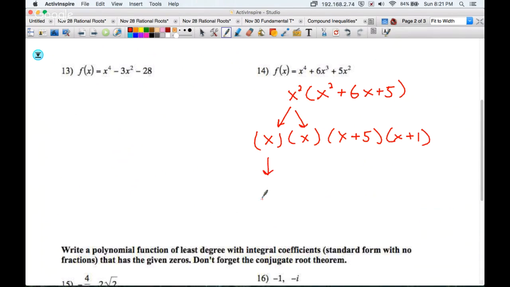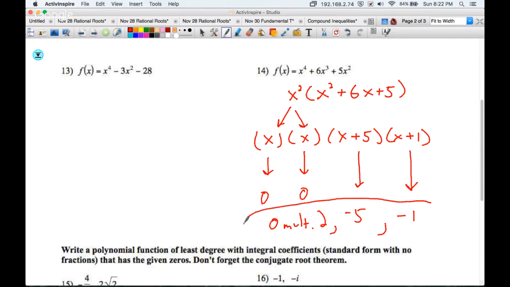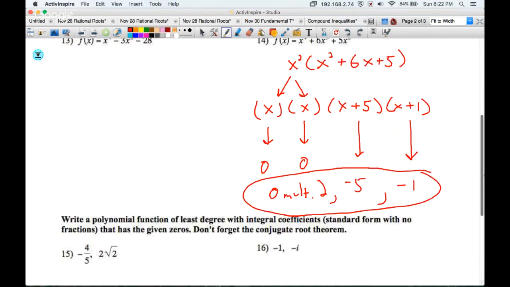And now this gives me a 0 at 0. This gives me another 0 at 0. So I'm going to say 0 with multiplicity 2. This gives me a 0 at -5, and this gives me a 0 at -1. So there's all of our answers. We got all 4 of them, as predicted by the fundamental theorem of algebra.